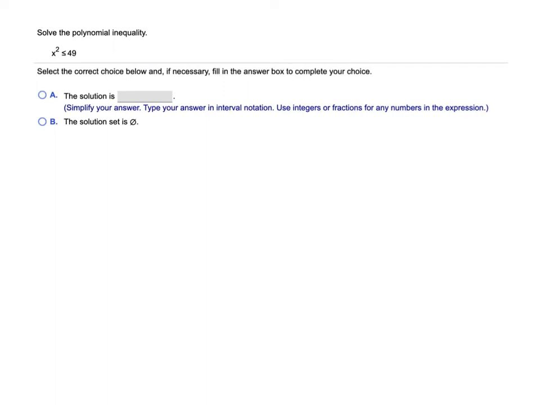Let's look at this polynomial inequality. To solve this, we first want to bring everything to the left side. So I'm going to subtract 49 over. Sorry, that's a 49. And that leaves me less than or equal to 0, which is what we want. We always want 0 on one of the sides.